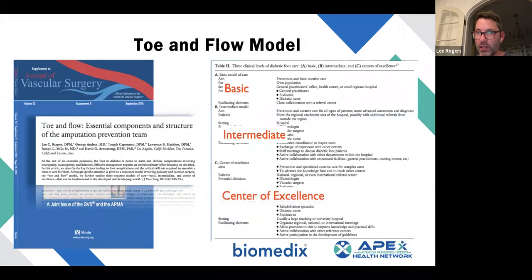So we wrote about the toe and flow model, and it was actually co-published. We got a joint publication in the Journal of Vascular Surgery and the Journal of the American Podiatric Medical Association. We divided up these skill sets and resources almost like you have levels of trauma centers. So you've got level 1, 2, and 3 trauma centers, and we have basic, intermediate, and center of excellence level care. And also this paper is open access on both JVS and JAPMA's website.